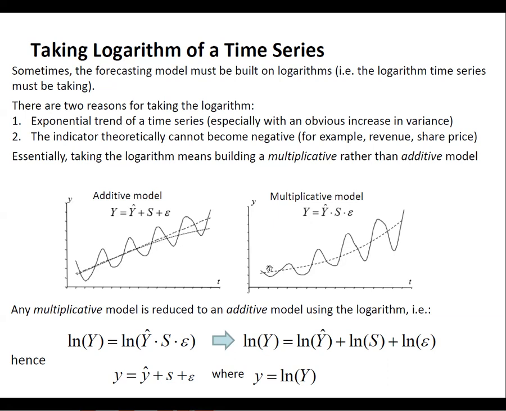There are obvious cases where the logarithm will not help. For example, the profit or net income of a company. It can be negative, and then it makes no sense to take the logarithm. But if the economic indicator cannot theoretically be negative, then in the vast majority of cases, the logarithm must be taken.